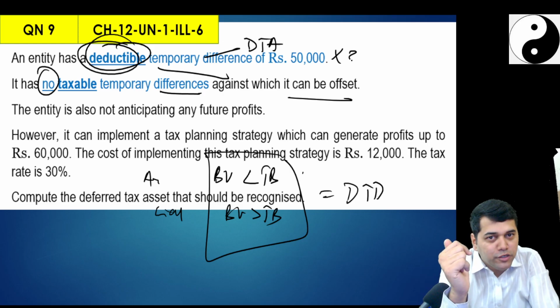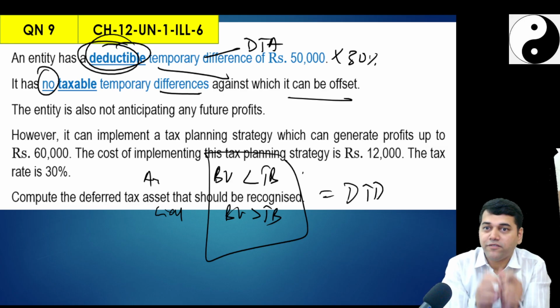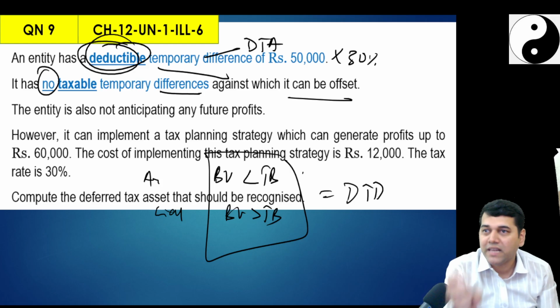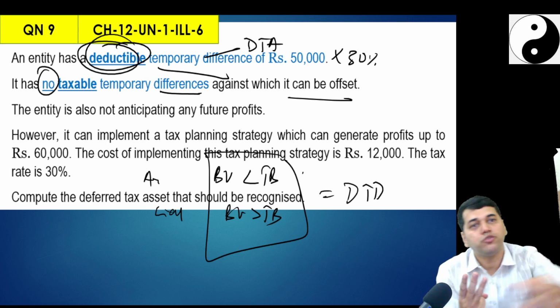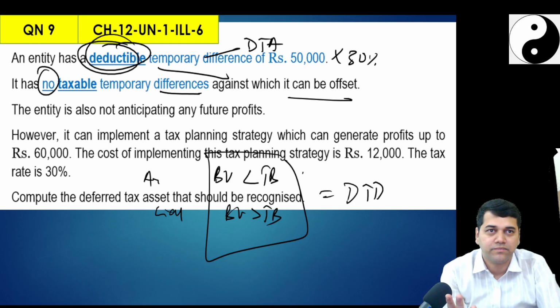Now, will you say multiply by 30%? No, wait. Whenever I say a deferred tax asset for a deductible temporary difference, before I multiply, I'll pause for a while and check 3 conditions, which we should have checked for the previous example also. Since it was an example, I just left it. Now, what are the 3 conditions?